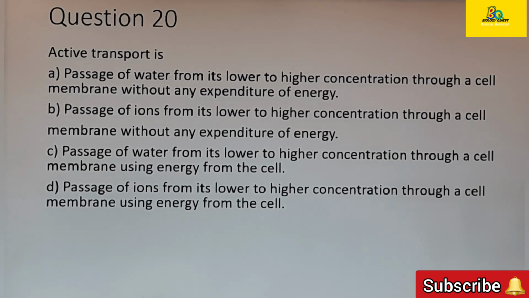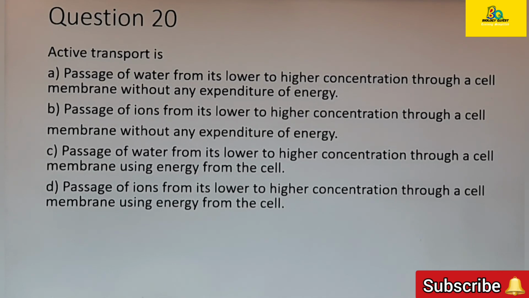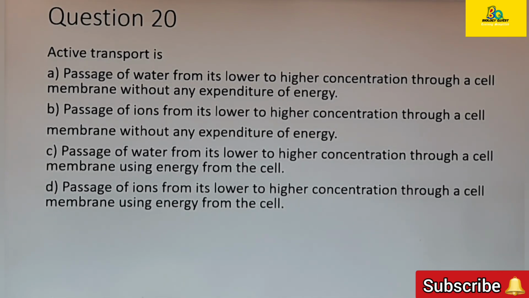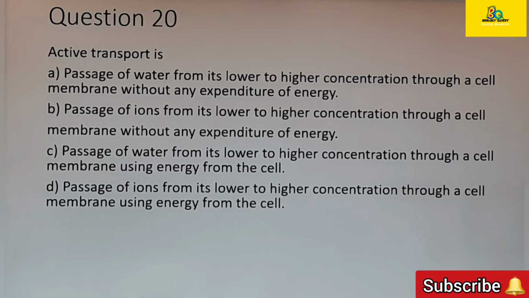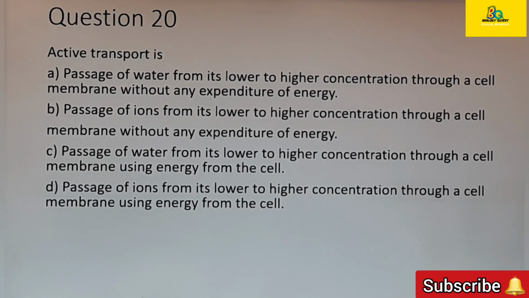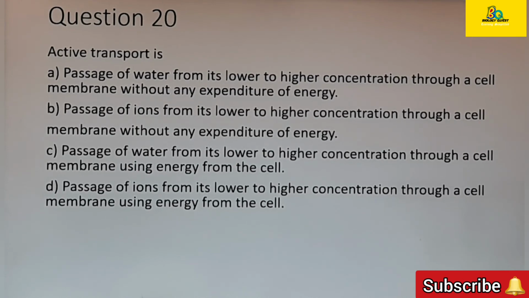So for the first two options, we know active transport. From the term itself, we can understand that it occurs actively. That means it requires energy. There is an expenditure of energy taking place there. So the first two options are wrong. In the first two options, you can see that it is taking place without any expenditure of energy, so you can rule out the first two options. Now compare option C and option D.